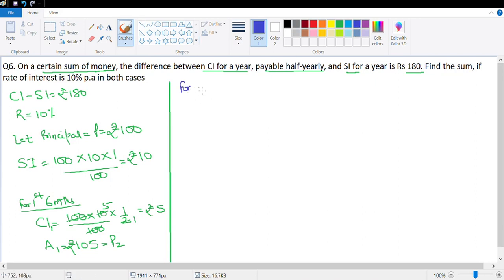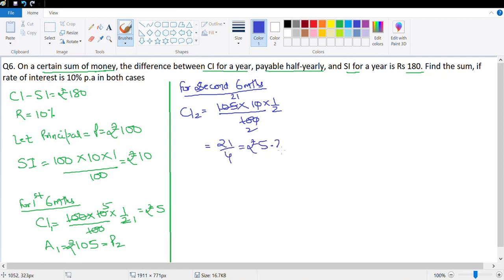So for the second 6 months, when this term gets over, the full year will be over. Compound interest 2 would be equal to principal, which is 105, into rate into half a year upon 100. That's 5 into 21 upon 4, which is equal to rupees 5.25. Therefore, total compound interest for the year will be 5 plus 5.25, which is equal to rupees 10.25.